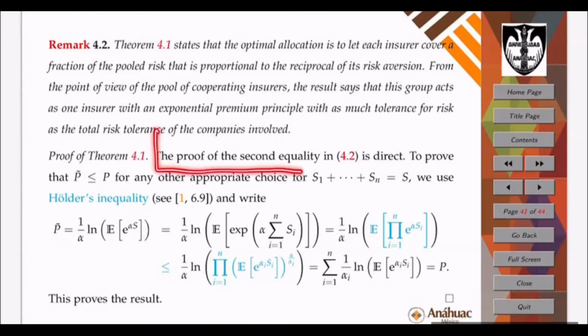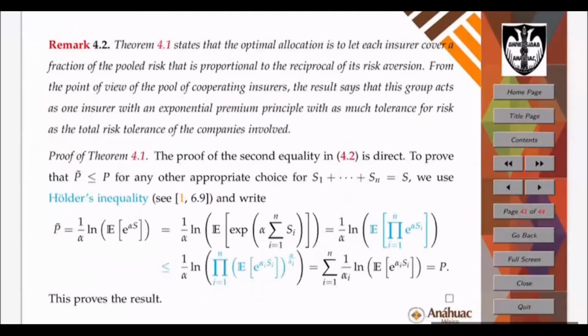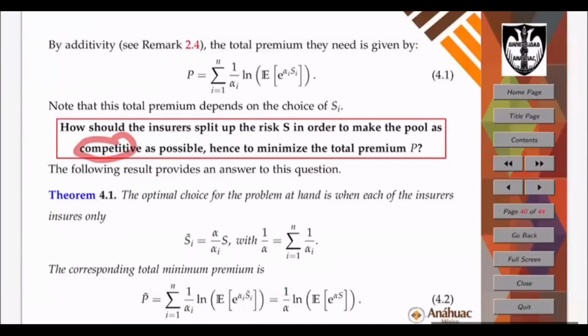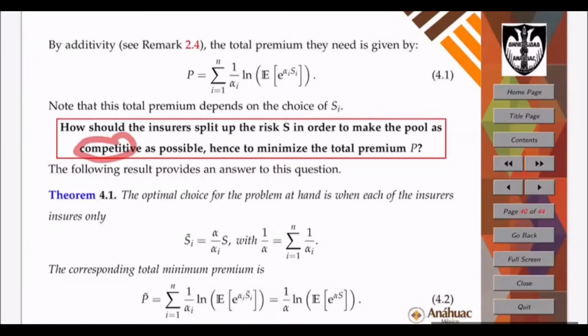Now, I was saying that the first equality, that is this thing here, is the one that is more or less straightforward. As you can see, since each of the insurers is supposed to have an exponential utility function, then the premium at hand would be just an exponential premium, which is just given by, say that we take only this.